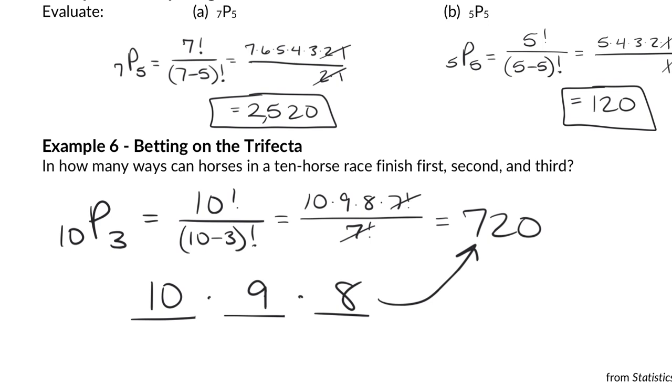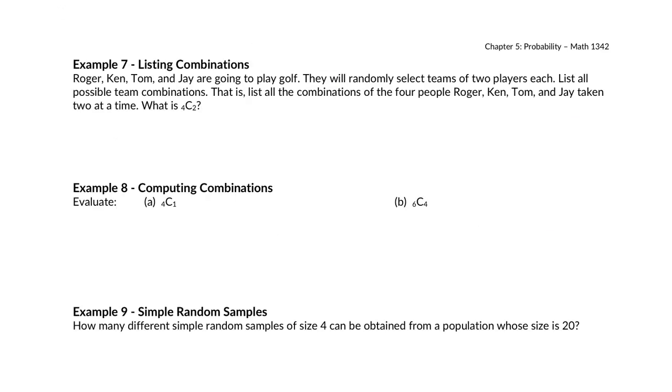But what if the order doesn't matter? If the order doesn't matter, then that's called a combination as opposed to a permutation. And all these definitions, by the way, I'm saying them out loud. They're on that front page. It talks on the front page about order mattering or order not mattering. In a combination, order doesn't matter. It says Roger, Ken, Tom, and Jay are going to play golf. They will randomly select teams of 2 players each. List all possible team combinations. That is, list all the combinations of the 4 people, Roger, Ken, Tom, and Jay, taken 2 at a time.